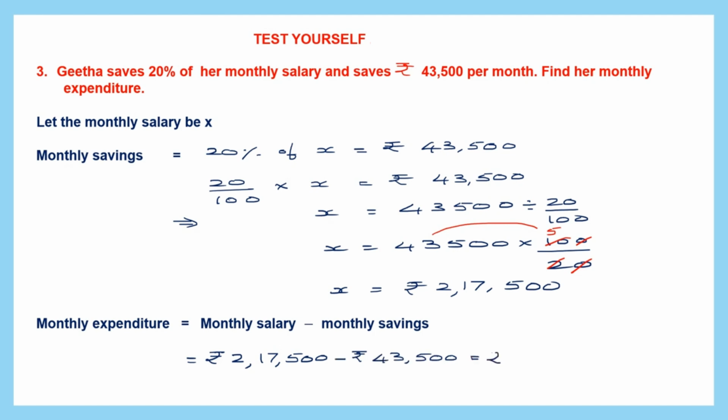So when you minus these two, you will get the monthly expenditure. So the monthly expenditure, when you minus both, you get 1,74,000 rupees. So this is the answer. This is the monthly expenditure. So let's write here the monthly expenditure is 1,74,000. Expenditure is rupees 1,74,000 and that is our answer.